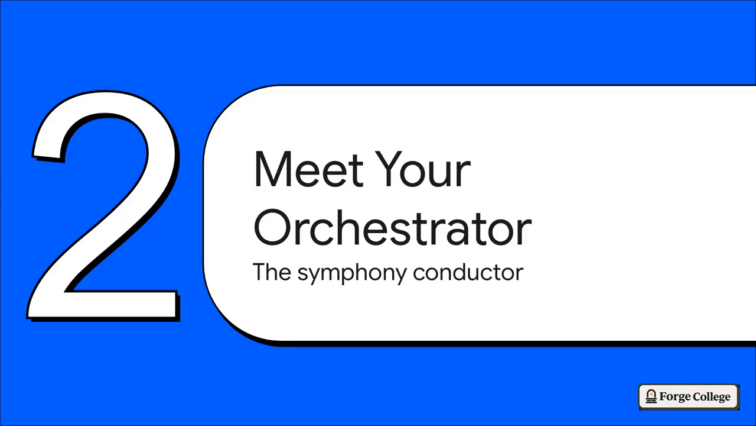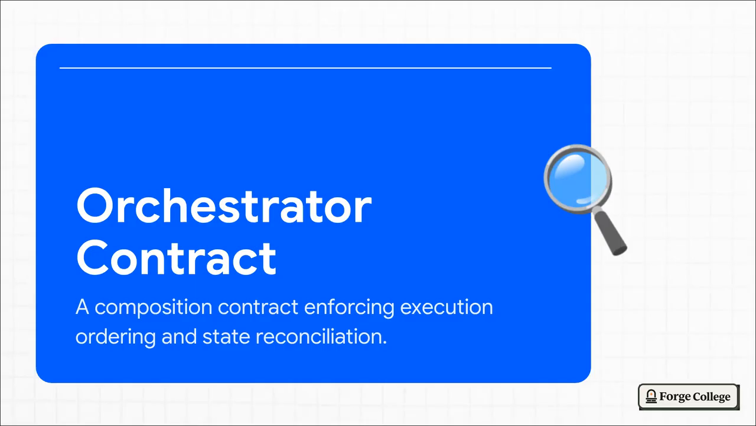Section 2. Meet your orchestrator, the symphony conductor. To fix all this chaos and prevent those catastrophic partial updates, we need a strict, uncompromising conductor. Enter the orchestrator contract. The orchestrator steps right in to coordinate state changes across all those disparate modules we just talked about. It treats your entire composed system as one single coherent unit.